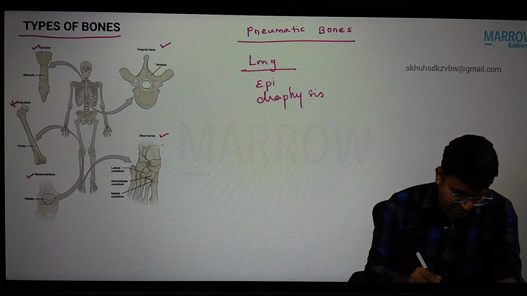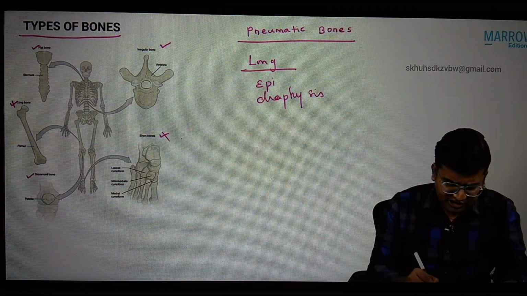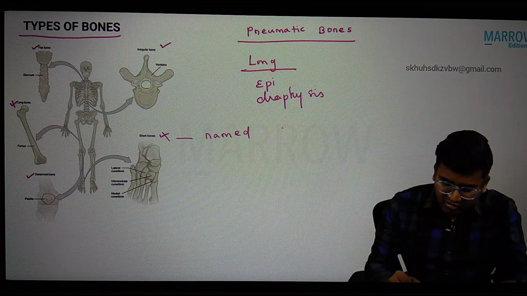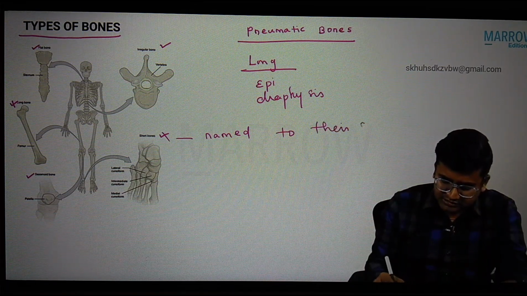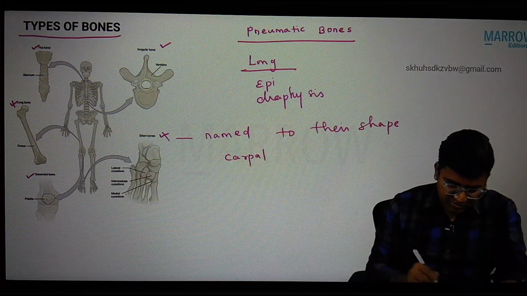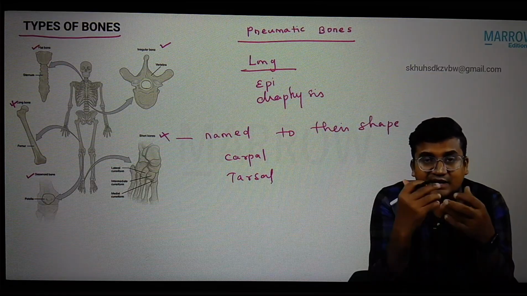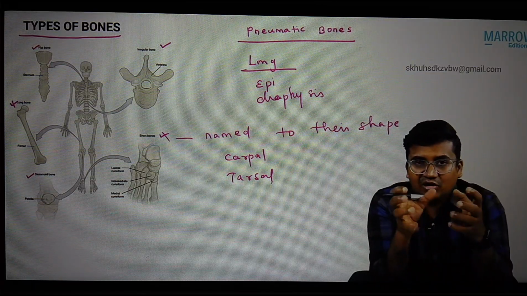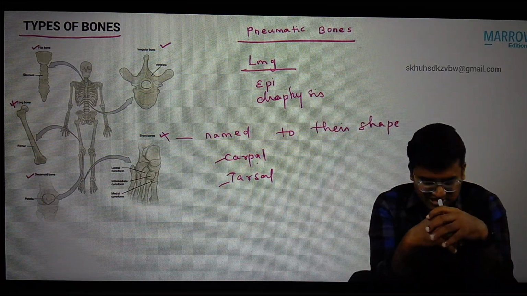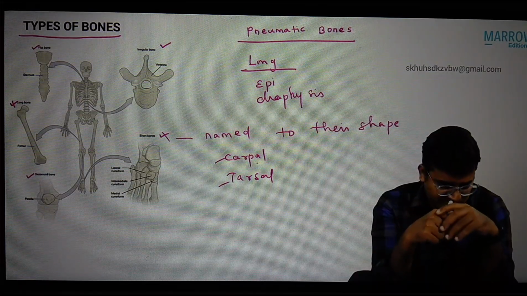Next, short bones. The short bones are named according to their shape. Carpal bones are short bones, tarsal bones are short bones. In carpal bones we have trapezium, trapezoid, so they are named according to their shape. Similarly tarsal bones, for example the cuboid bone. They are named according to their shape.